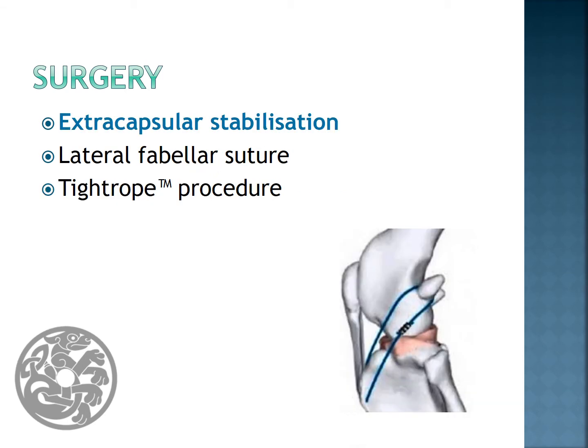Extracapsular stabilization is most commonly performed. Either a lateral fibular suture can be placed, or the tightrope procedure, which also falls into this category. The goal of this surgery is to passively stabilize the joint by neutralizing cranial draw and by stimulating periarticular fibrosis. Prolotherapy is another technique which encourages fibrosis.